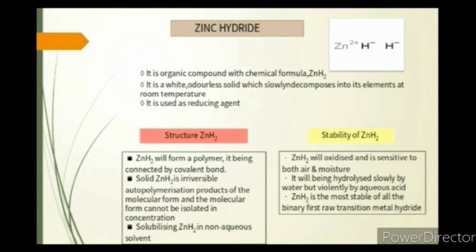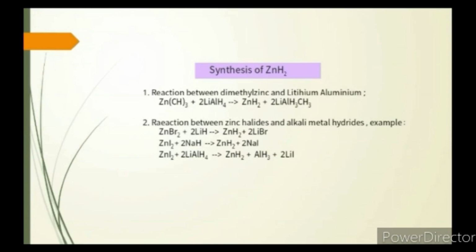The stability of zinc hydride. Zinc hydride slowly decomposes to metallic zinc and hydrogen at room temperature, with decomposition becoming rapid if it is heated above 90 degrees Celsius. Zinc hydride will be hydrolyzed slowly by water.